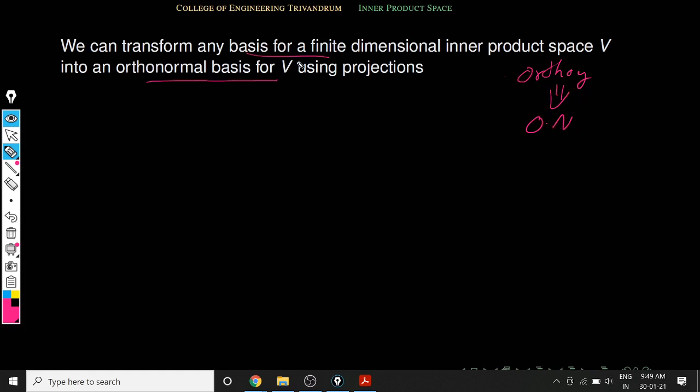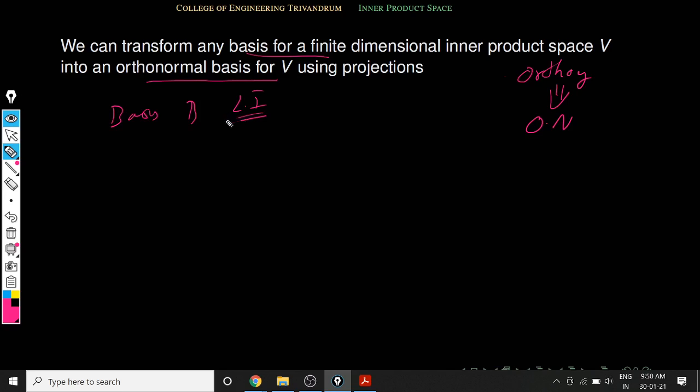Okay, here the case is different. Suppose we have a basis. Basis B need not be orthogonal. We know that being a basis means B should be linearly independent. That is guaranteed, but there is no guarantee they are mutually orthogonal.